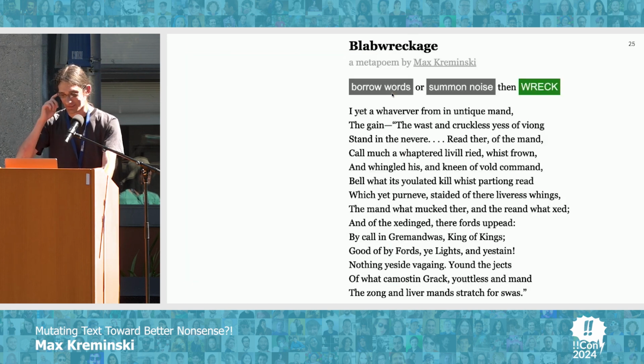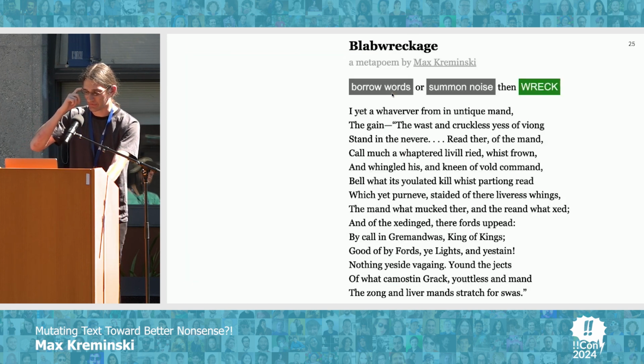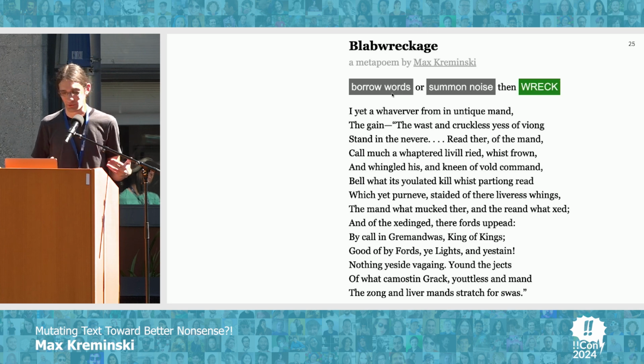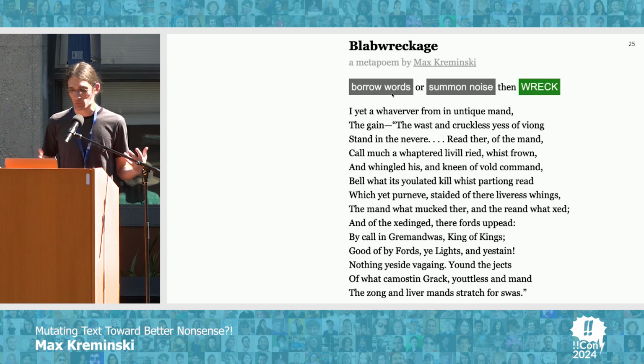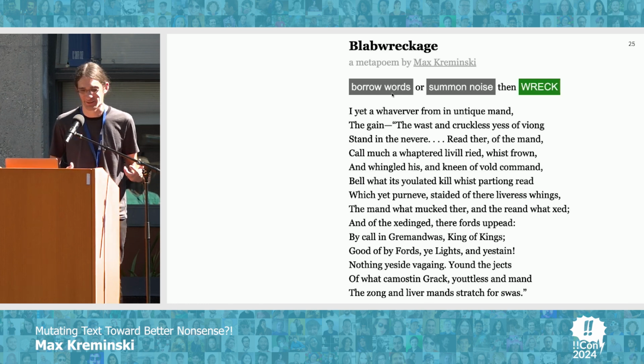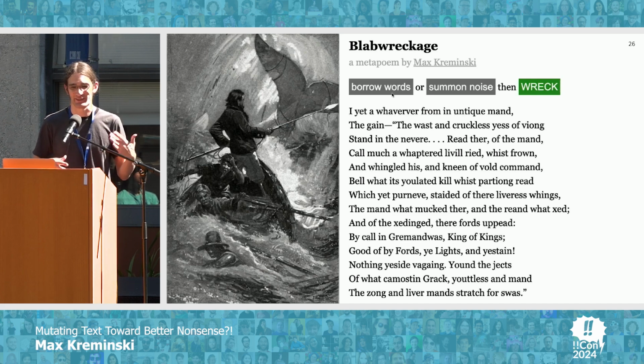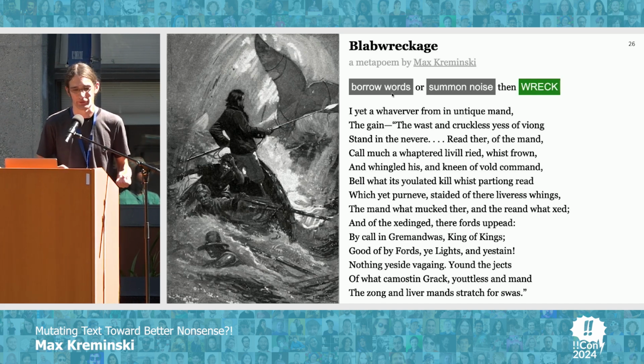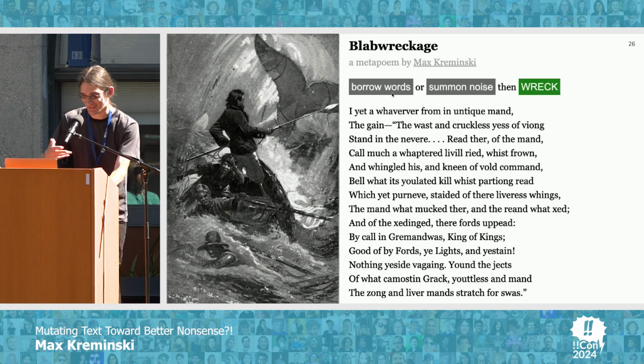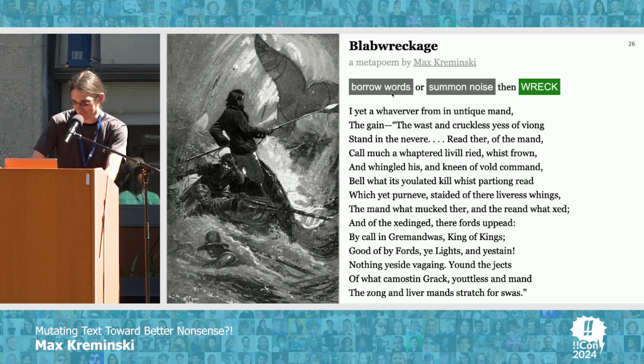And most recently, last night, I was hacking on this thing where instead of just using the dictionary-based model that Blabrecs is using, I can also train these on arbitrary input texts. So here we have a version of Ozymandias that begins, I yet a warver from an antique man, the gain, the west, and cruckless yes of Vyong stand in the Navir. And this is actually a style transfer from Moby Dick. So this is the kind of thing you might imagine Ahab saying as he's standing there in the sea foam spearing at the whale. And I think that comes through really well in this instance.